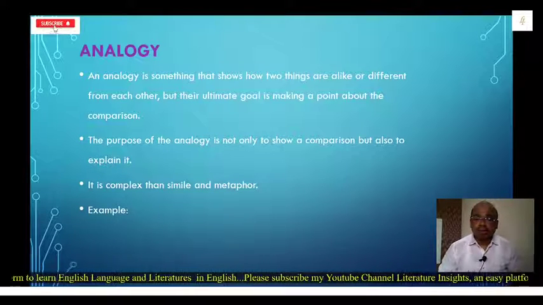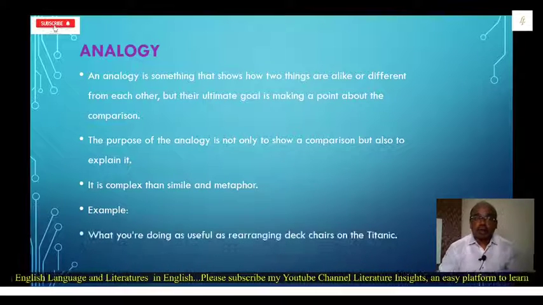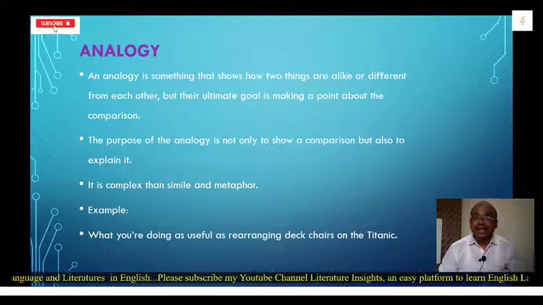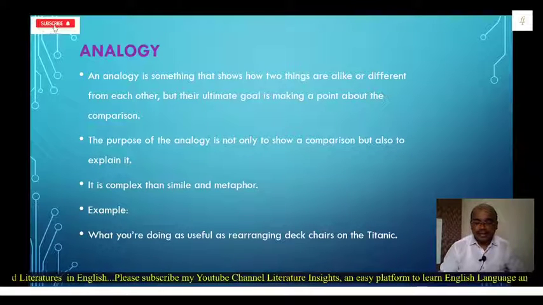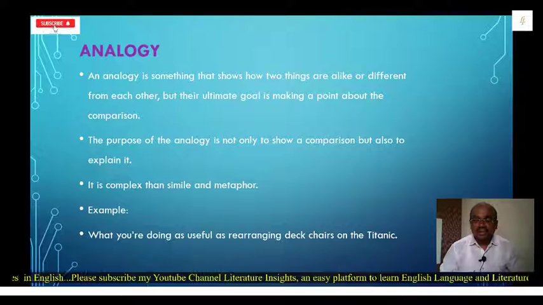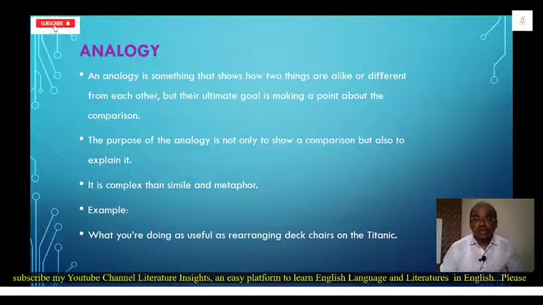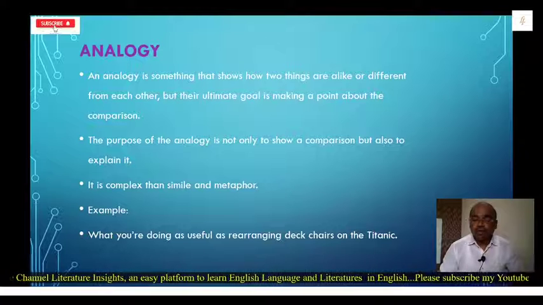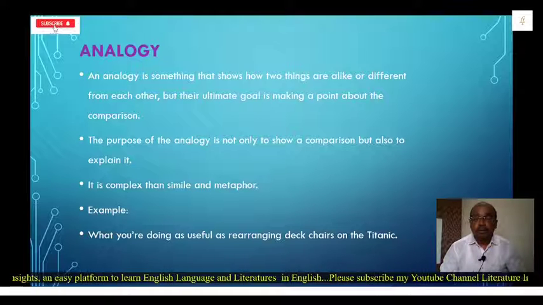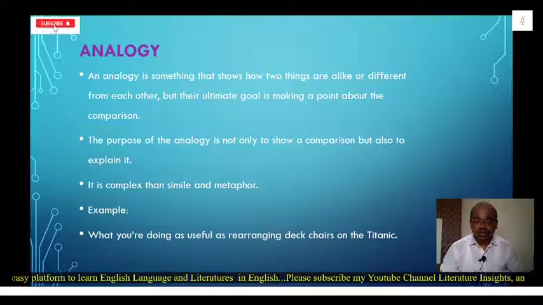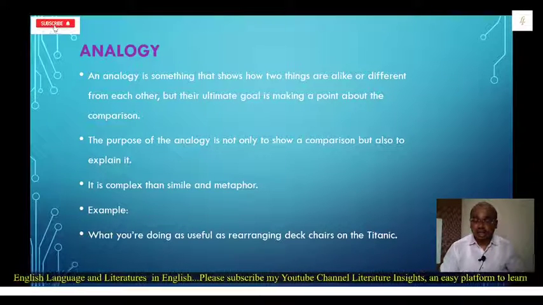So here is an example of an analogy. What you are doing is as useful as rearranging deck chairs on the Titanic. So in this sentence, the speaker is using a simile to compare the task being done earlier to the task of rearranging deck chairs on the Titanic. So the ultimate goal is not just to compare one task to another, it is also to explain that the first task is useless by comparing it to a similarly useless task such as rearranging deck chairs on a ship that famously sank into the sea on its maiden voyage.